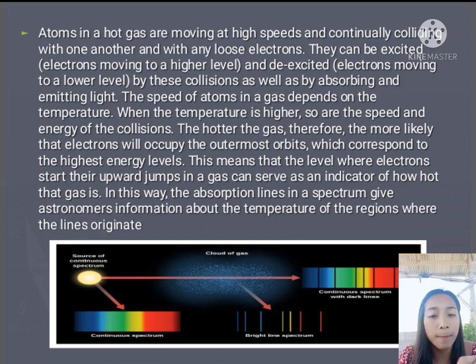So yun, yung nasa picture, yung series of continuous spectrum. So yung light siya, yung yellow light. Yung continuous spectrum, may arrow, then cloud of gas, may arrow siya sa continuous spectrum with dark lines, then to bright line spectrum. So yun yung picture, yung illustration.